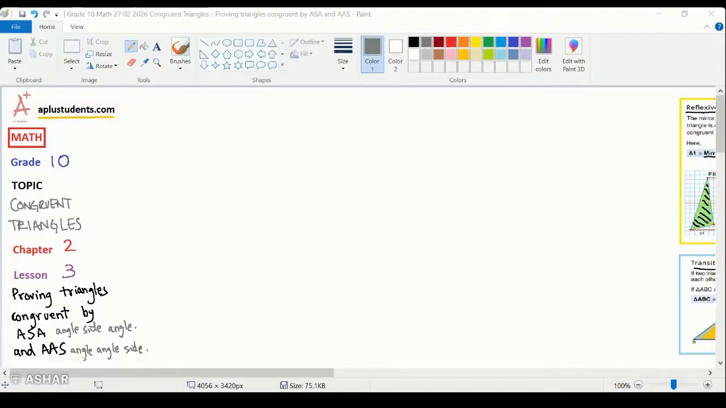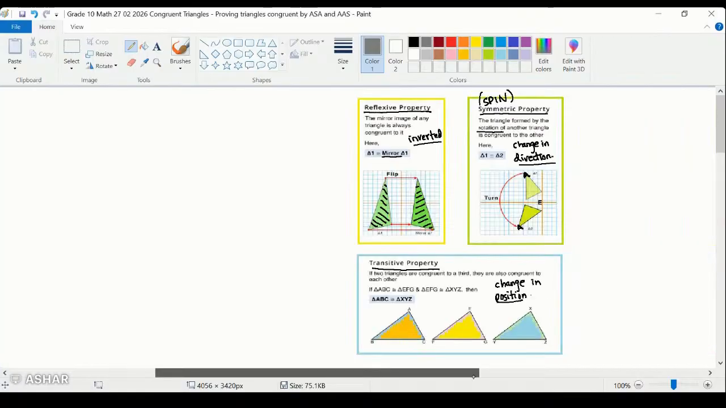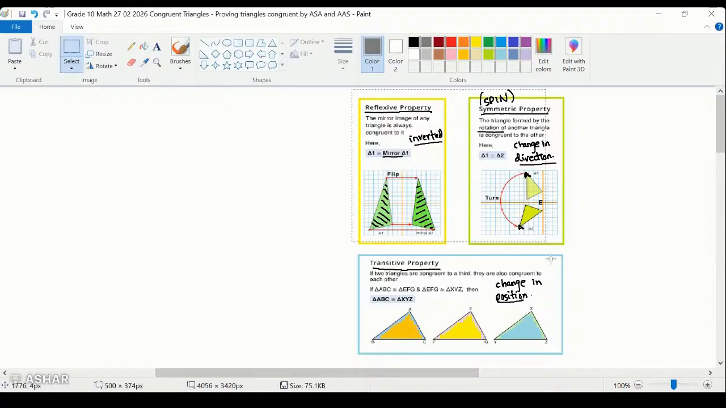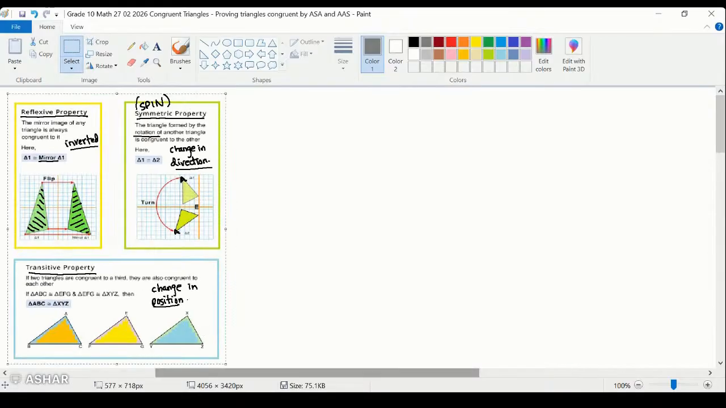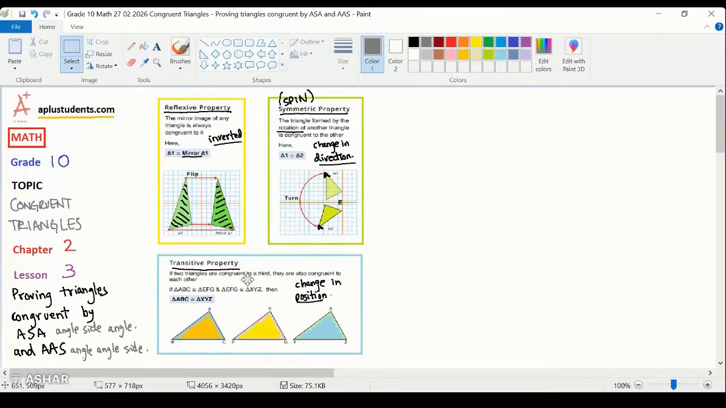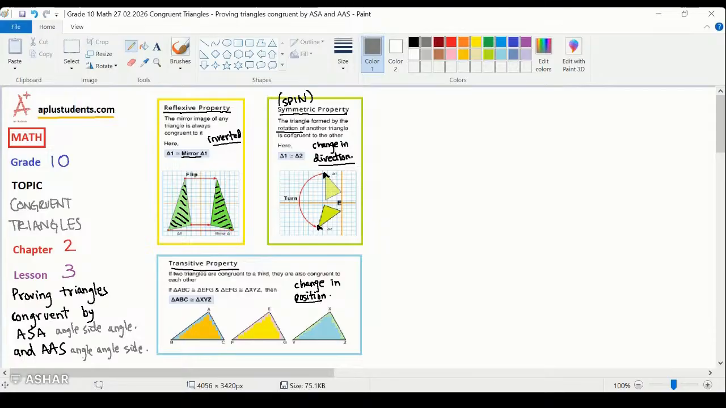Grade 10 maths. So from our previous lesson, I'll just copy something from our previous lesson. It's a continuation of the properties, so let's look at the basics, then we'll continue. We had the reflexive property. Whenever we have the reflexive property, we call that a mirror image. In a mirror image, the image is always inverted, right? If this was the object, then this will be the image formed. Agreed?